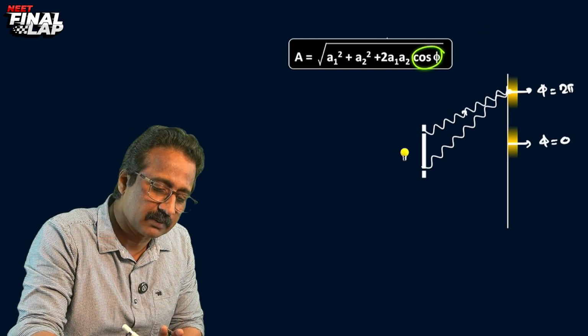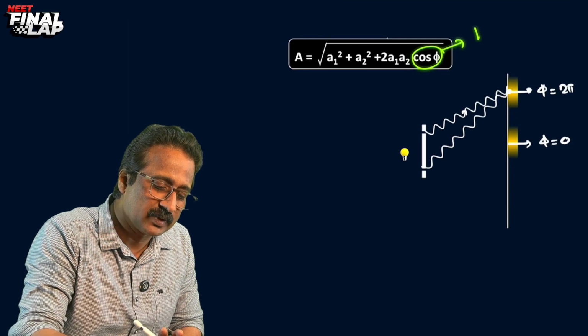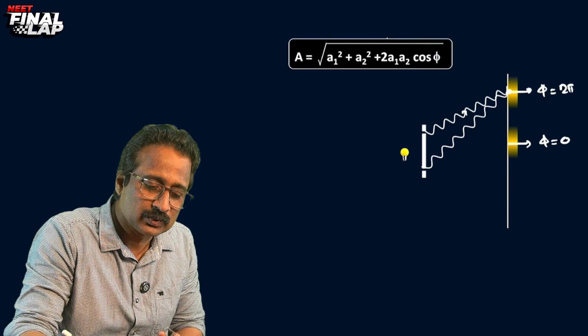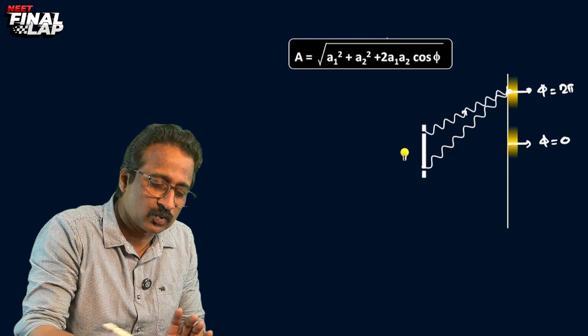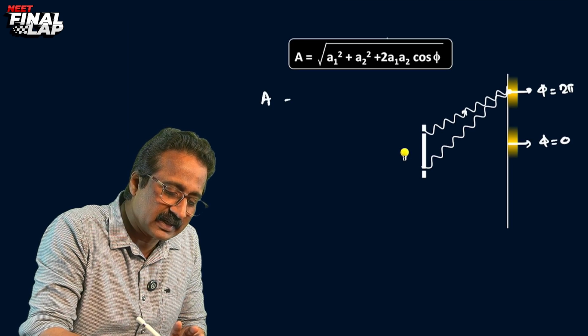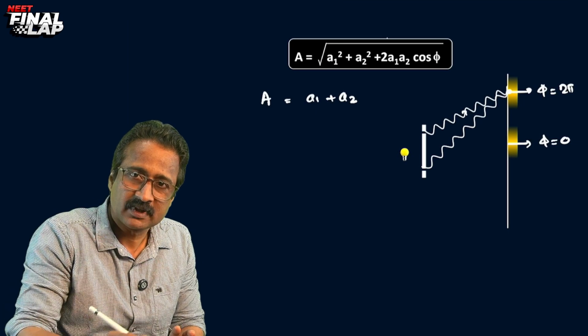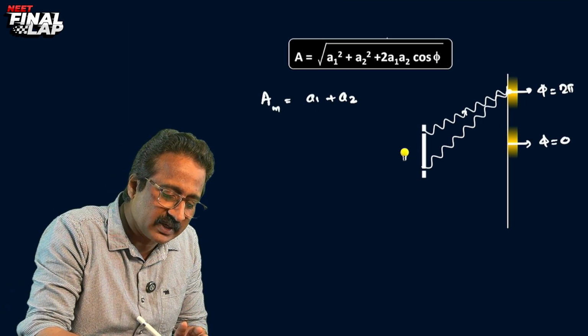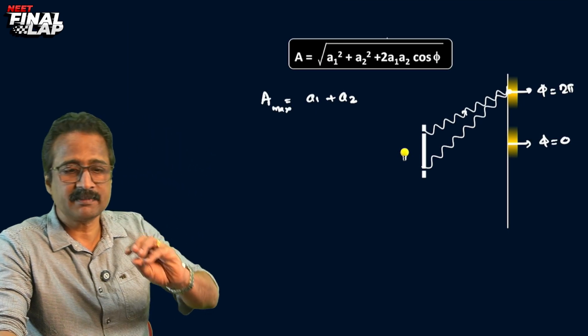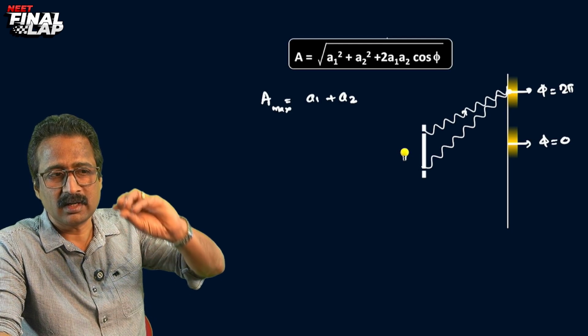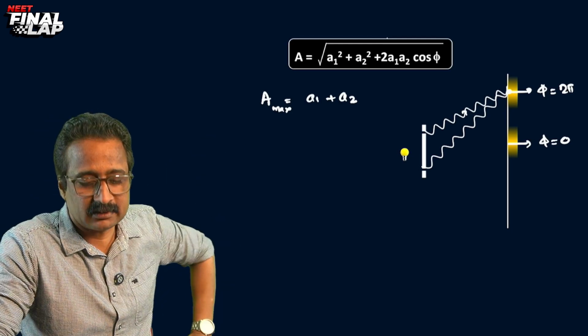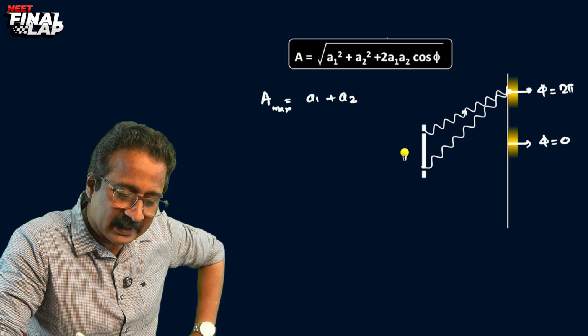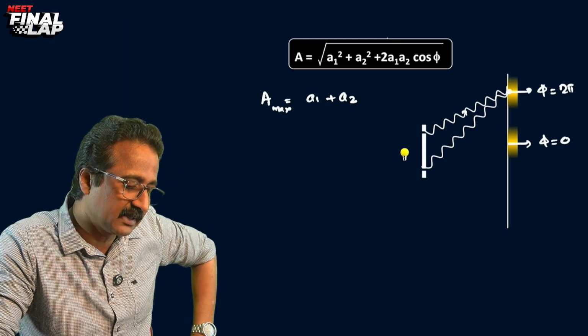Actually this term becomes 1 then. If that is 1, then this reduces to root of a1 square plus a2 square plus 2a1 a2 cos phi, or that reduces to a1 plus a2. So this is the maximum amplitude we can see on the screen, and this maximum amplitude is there at the center of every bright band. We can call it A maximum, and that is a1 plus a2.